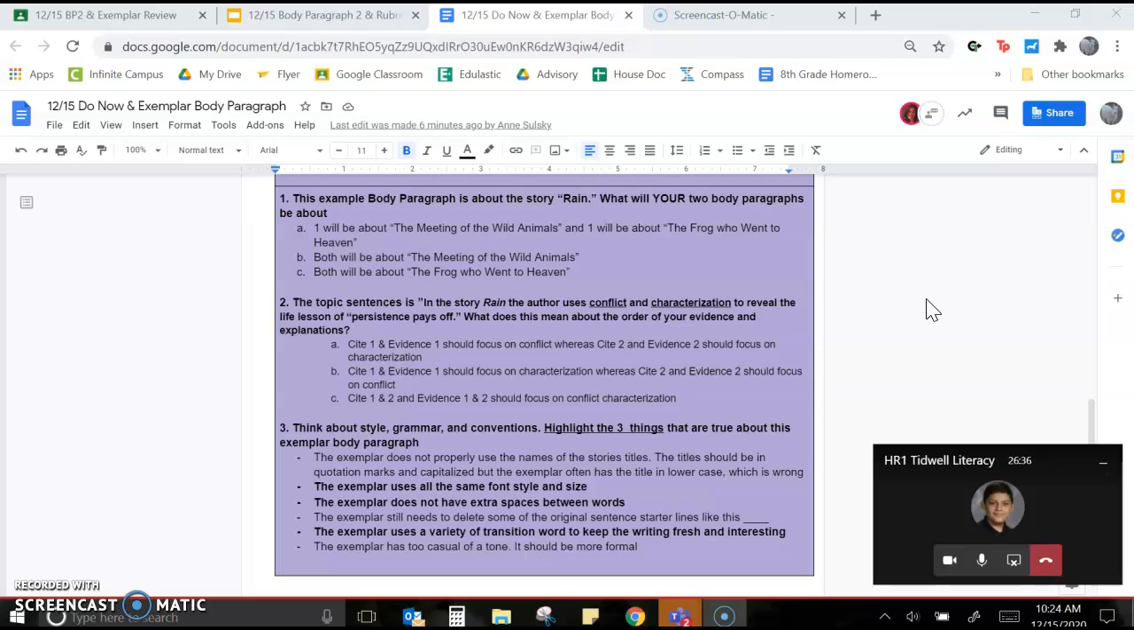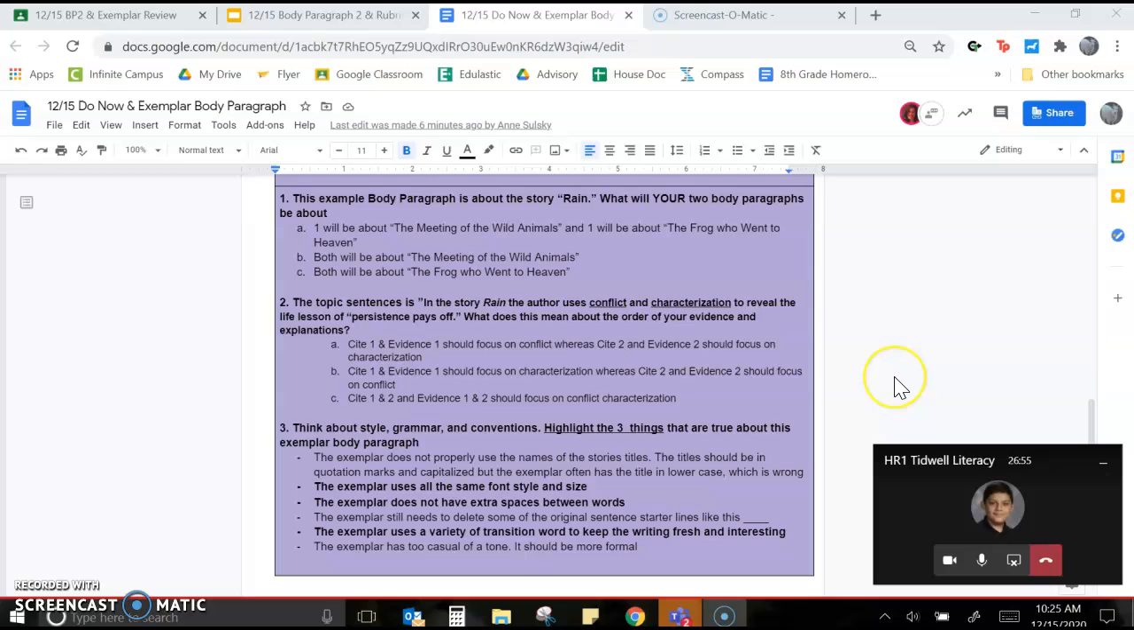Mm-hmm. Very good. And so what was your first body paragraph about, Hubinol? Okay. Yeah, and so that just indicates that your second body paragraph needs to be about the frog who went to heaven, right? Perfect. Good job. All right.